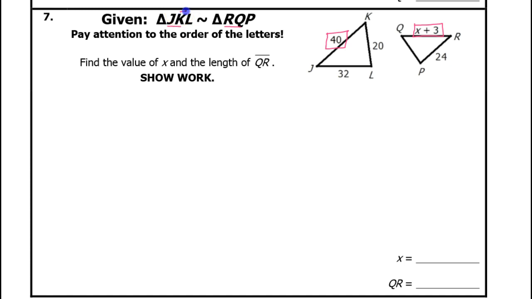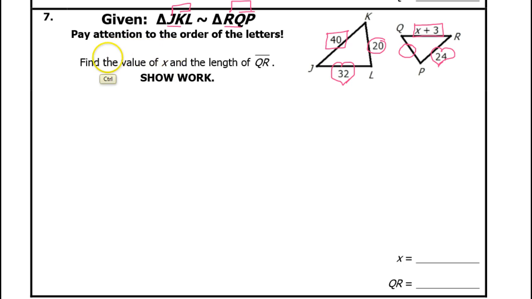Then we have KL and QP. Here's KL, and here's QP, even though there's nothing there. And finally, we have JL and RP. JL, I think I'll put a heart on it, and RP. Okay, so now I've indicated all of the corresponding sides.